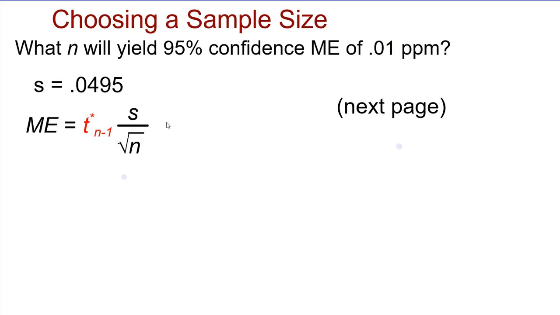All right, so to find the margin of error, we want the margin of error to be 1%. The t-star is going to be our critical value. That comes from our technology, but the problem is that it's tied to the sample size, and that's what we're trying to find. So we can't find that yet. We'll fix it in a second.